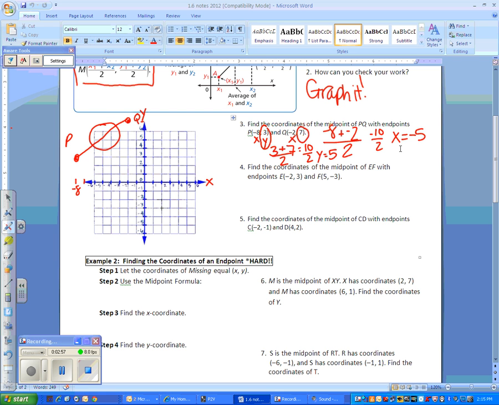And as your final answer, you write the x's first. So x was negative 5, and then the y, was this one right here, always goes second. So let's graph it and see if that works. So negative 5, 5. Oh my goodness, we were absolutely right. That's our midpoint. Okay, using the same graph, go ahead and try to do 4 and 5.